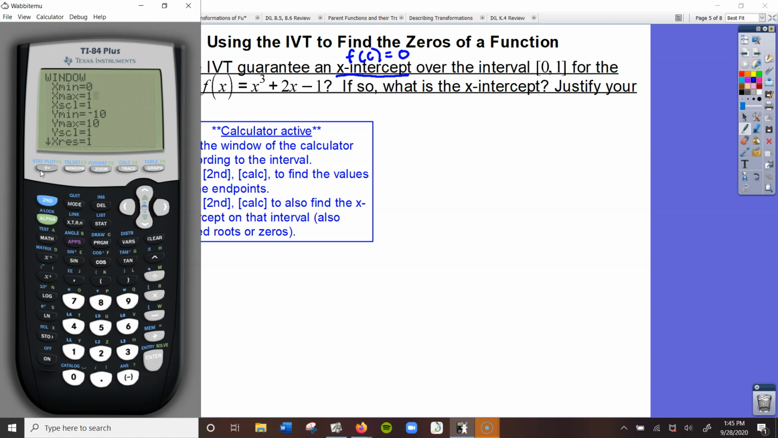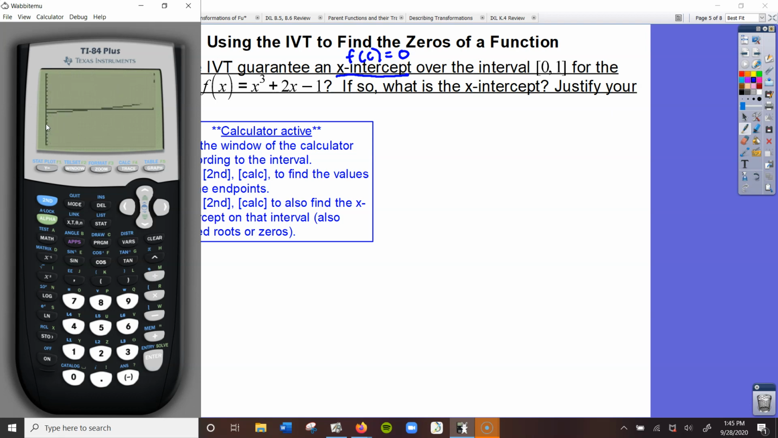Now that I've set my window, I'm going to go to my y equals menu, and this is where you input your function. So I'm going to put x. This is the button that we would use for all of our variables. This calculator tends to have issues when you try to change the variable, so we're always just going to use x. This is for exponent, and we put 3. Then you press this arrow button so we can move out of the exponent, plus 2x minus 1. Now I can click to graph.